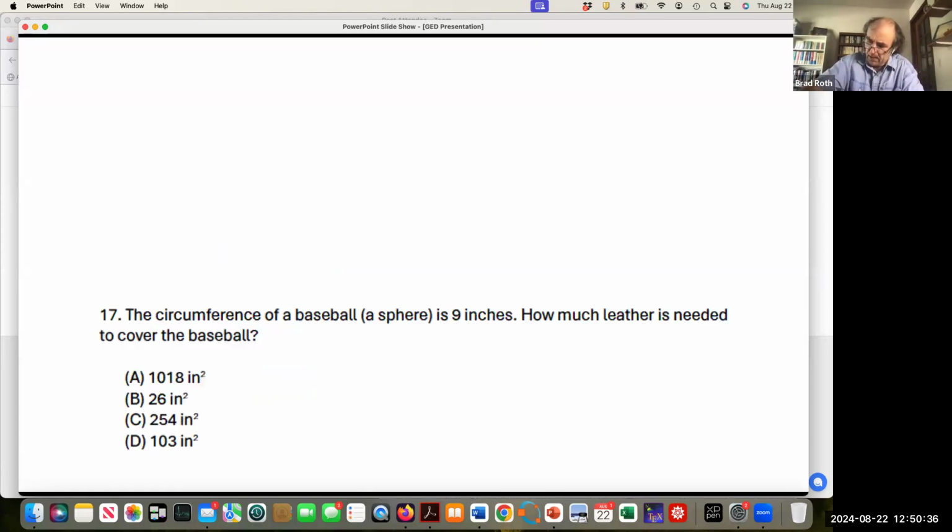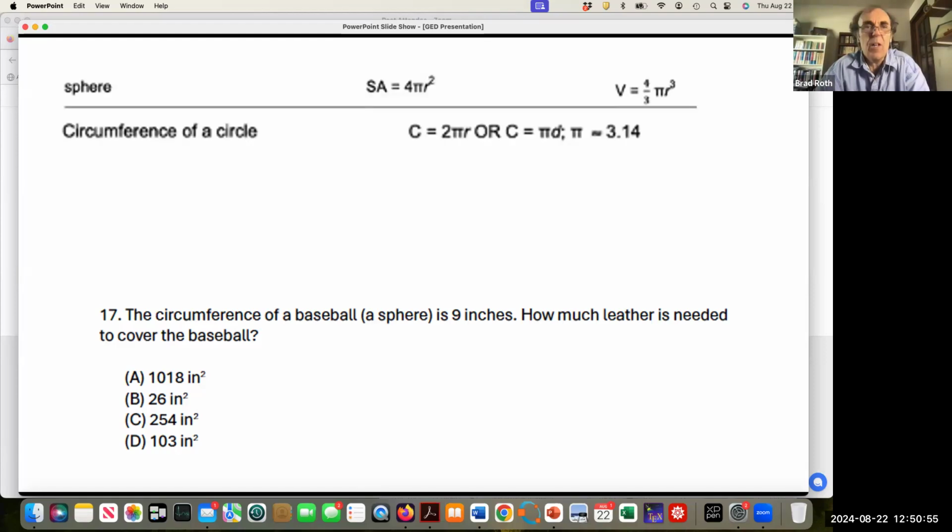And let's see here. This is a baseball question. The circumference of a baseball, a sphere, is 9 inches. Circumference actually belongs to a circle, but it's the equator of the sphere that we're talking about. How much leather is needed to cover the baseball? So that's basically a surface area question.